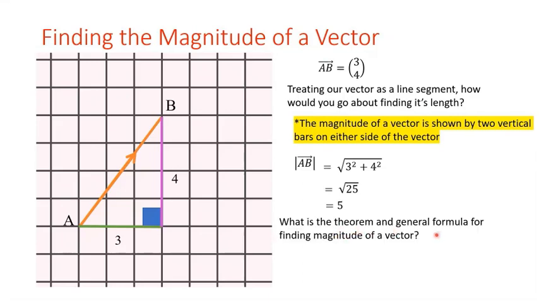So the question is, what is the theorem and general formula for finding the magnitude of a vector? Well, of course, many of you would say the Pythagorean theorem, or Pythagoras' theorem, and that would be correct. So we have our general formula being shown here.